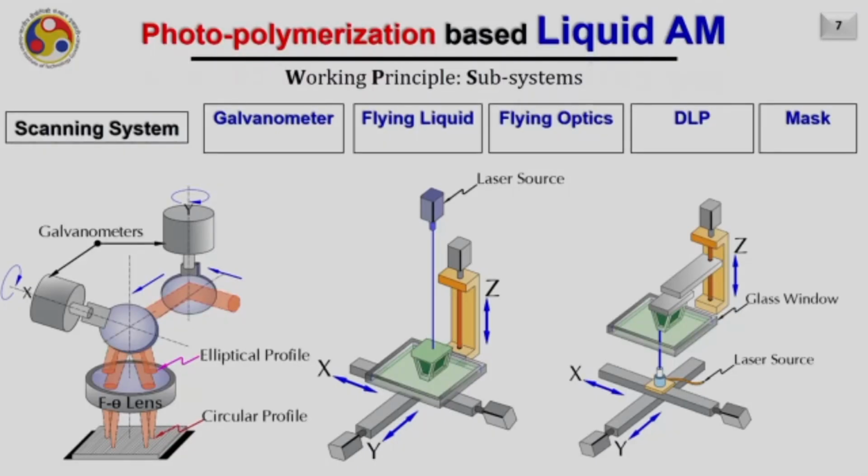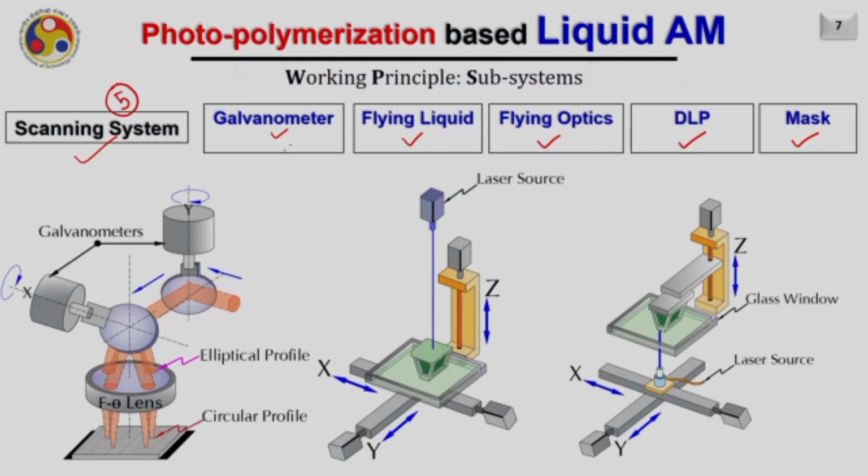Let us now discuss in detail the different types of options available for each of the subsystems we discussed. The first one is the scanning system. There are typically 5 types of scanning systems available in wet photopolymerization machines. The first one is called galvanometer, second is called flying liquid, third is called flying optics, fourth is called DLP, and the last one is called mask.